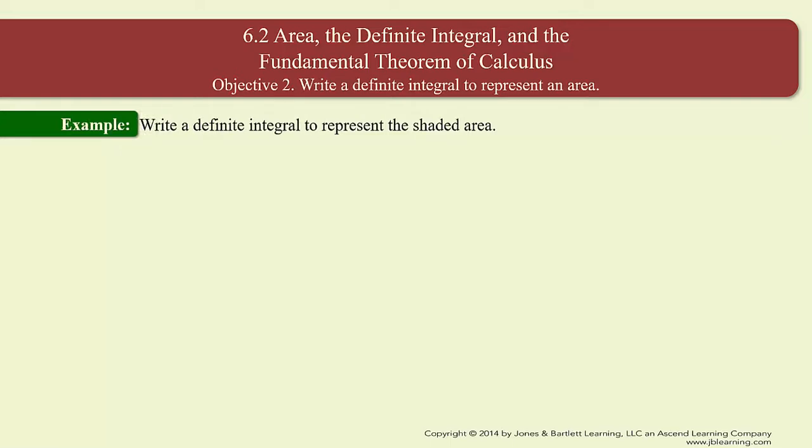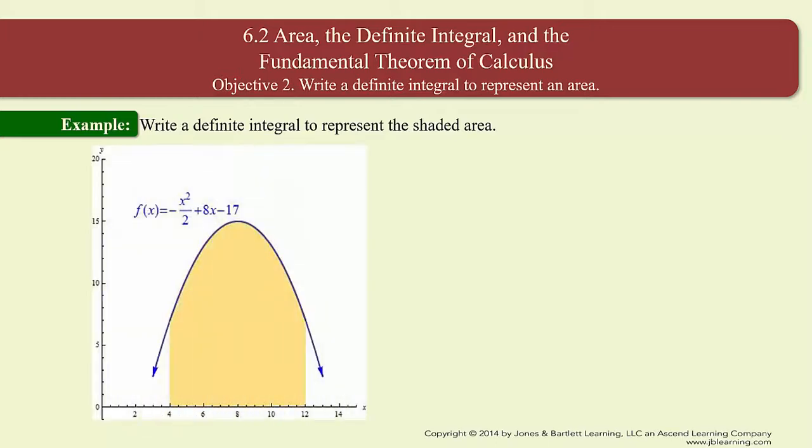So let's look at a quick example. Write a definite integral to represent the shaded area. All right, so here's the graph of a function. The function is negative x squared over 2 plus 8x minus 17. So we see its graph. You see the region that's shaded here. It looks like it goes from an x value of 4 to an x value of 12. So we need to write a definite integral that represents that shaded area.